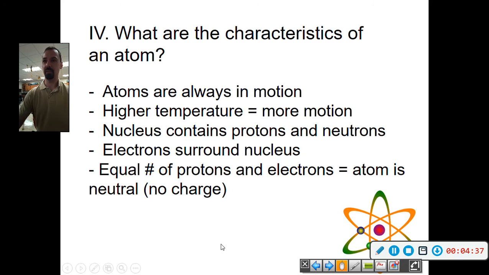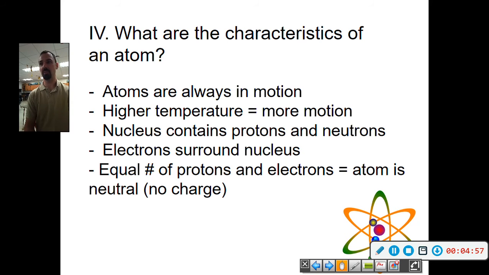Okay, characteristics of the atom. Atoms are always in motion. Just like any particles in the universe, they're always in motion. They have higher temperature than what's called absolute zero, so therefore they are in motion. All right, higher temperature equals more motion, obviously.